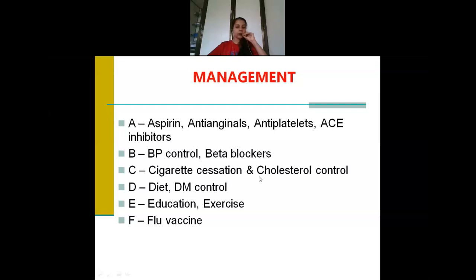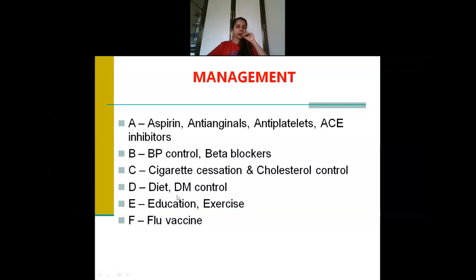Next, D stands for diet. We know what type of diet is advised, isn't it? A low sodium diet. Along with that, sugar or sweet products should be avoided. Oil and fats have to be avoided, and consume more green leafy vegetables and fruits. Next is controlling diabetes mellitus.